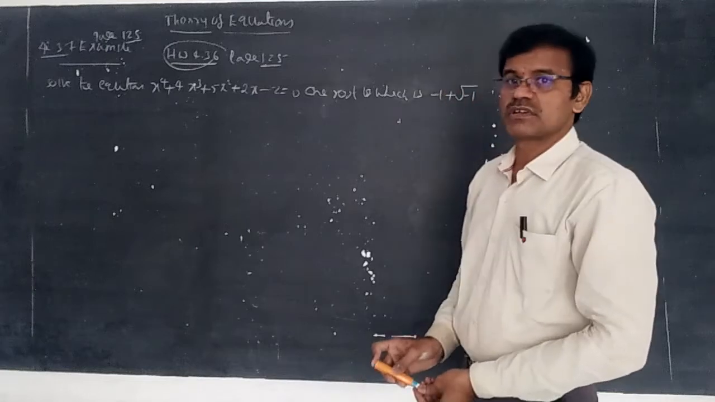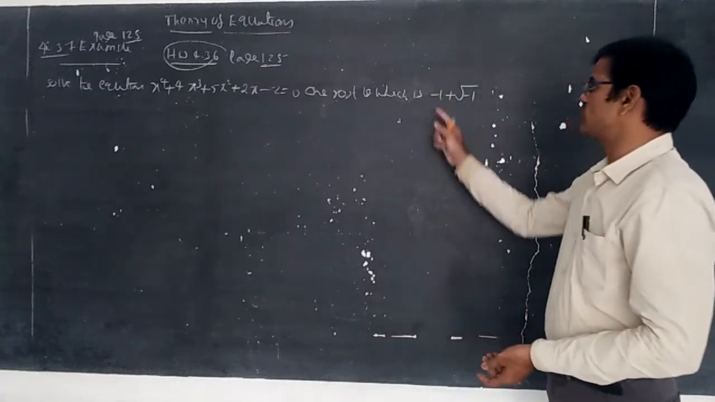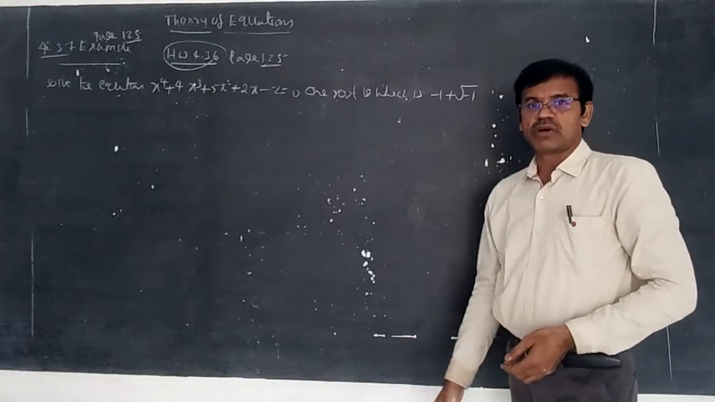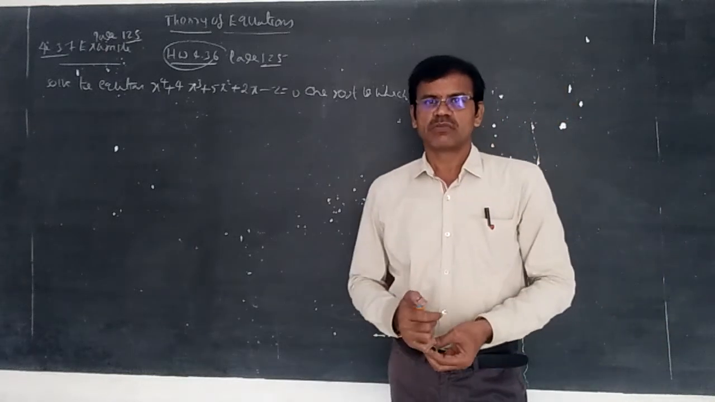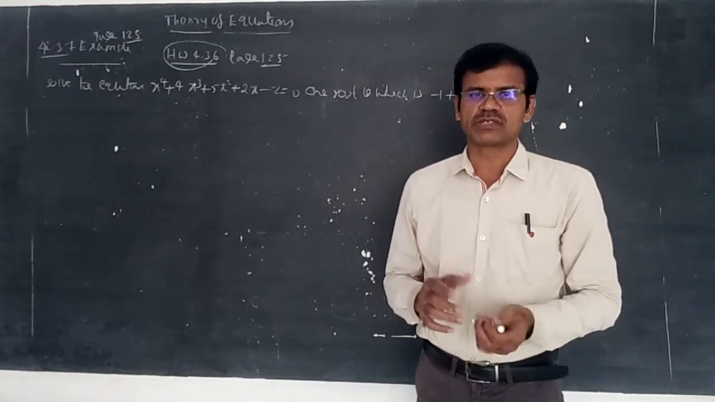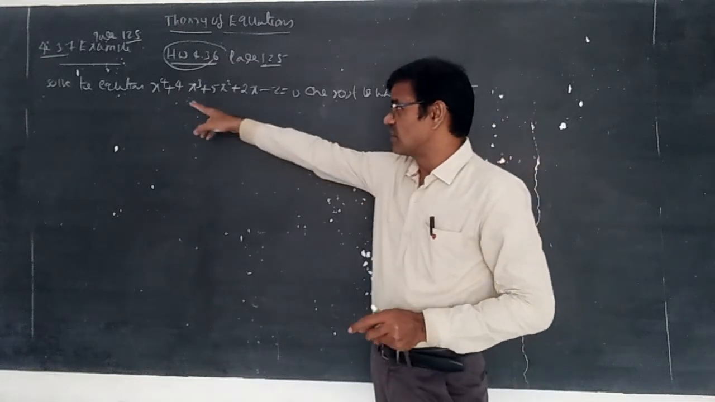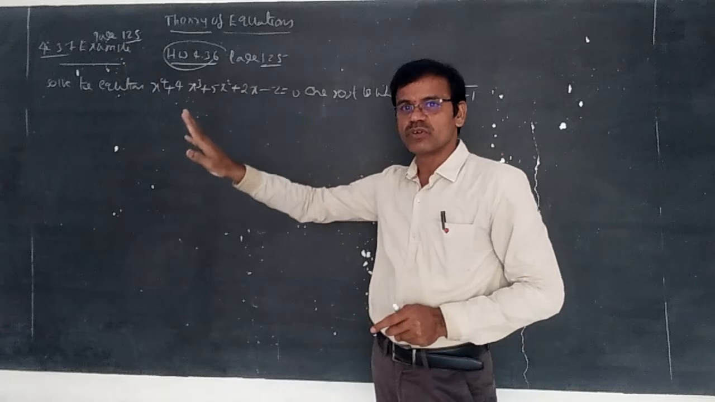For my quadratic equation, I said the conjugate root: minus 1 plus root of minus 1. I square root means I. So minus 1 plus I is a root, and minus 1 minus I is also a root. That's all, because he is asking us to solve.